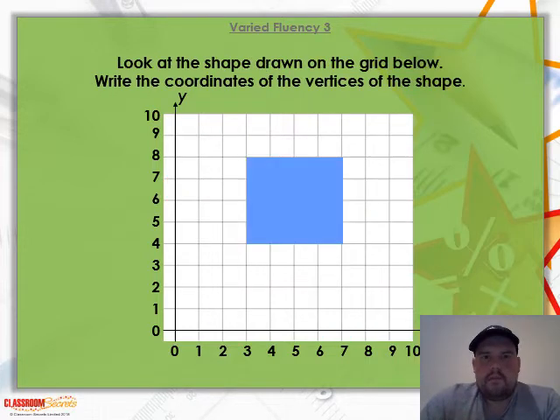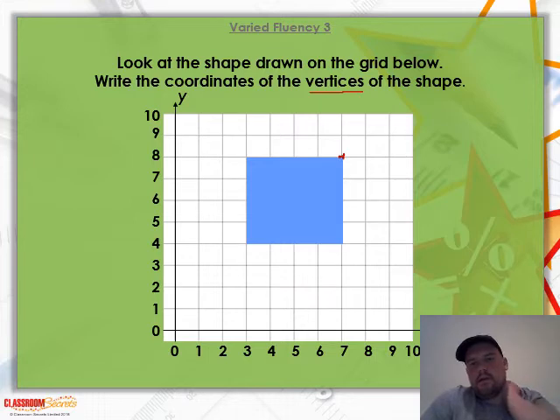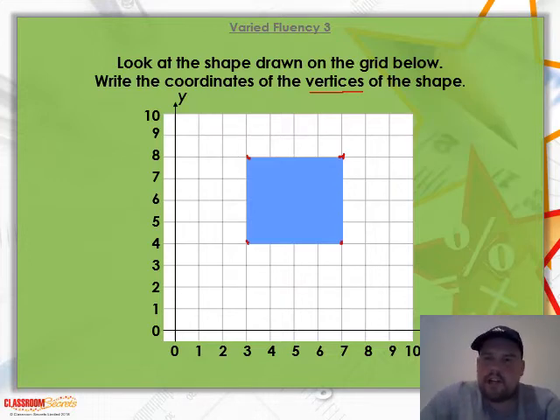Perfect. Look at the shape drawn on the grid below. Write the coordinates of each vertex in the shape. What does vertices actually mean? Vertices is telling us about the corners, nice and simply. So this is what they're after, the corners here. I'm not going to work out any of them, but you need to work out the coordinates for the vertices, which would be the corners of this shape. And obviously check your answers again when you move on.